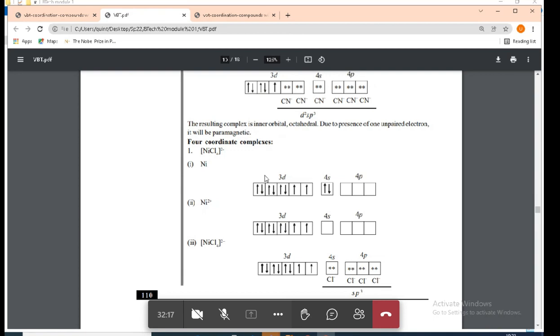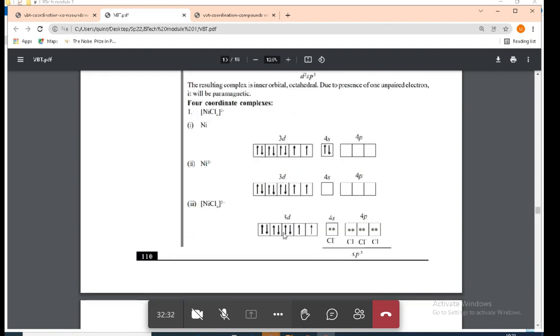And this was paramagnetic in nature, and the halide we have seen is relatively weak. It does not have enough power to cause the pairing to take place. So it does not pair up, and it gives you a tetrahedral complex. Otherwise, if it was a stronger ligand like CN, then it can cause the pairing to take place, and this will pair up here, and you would have dsp2 hybridization.